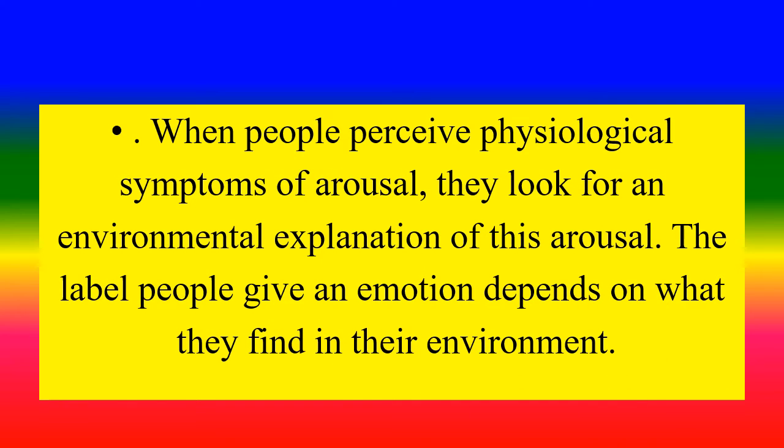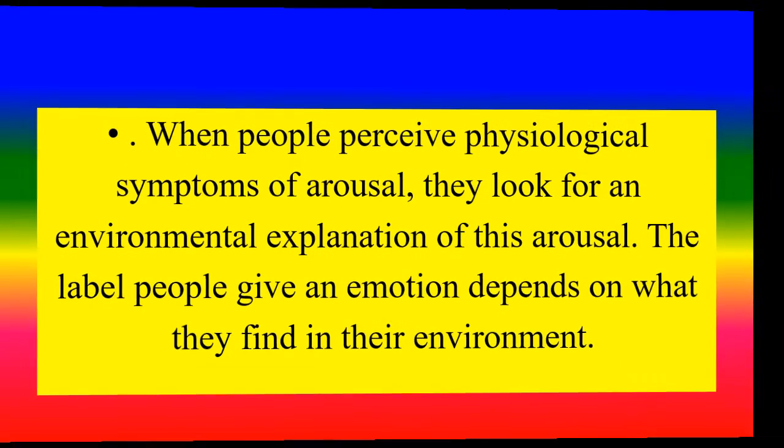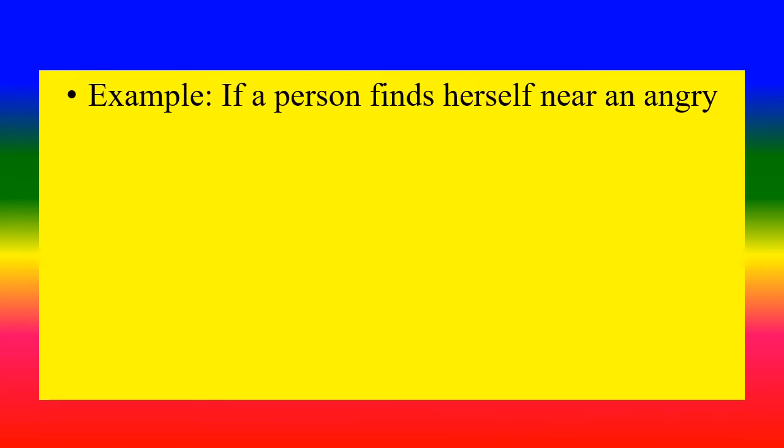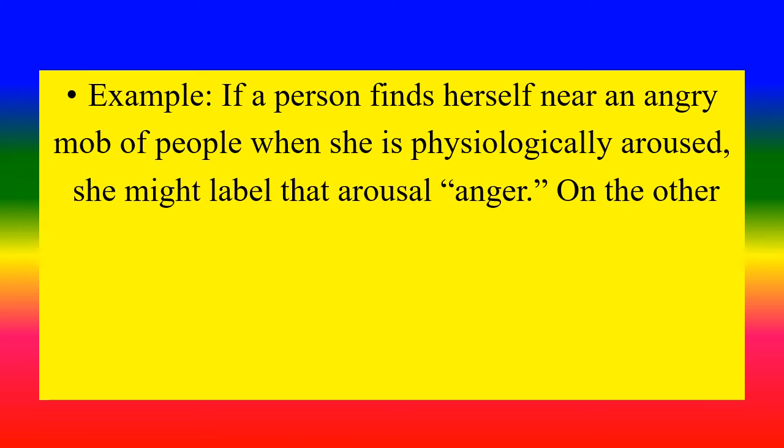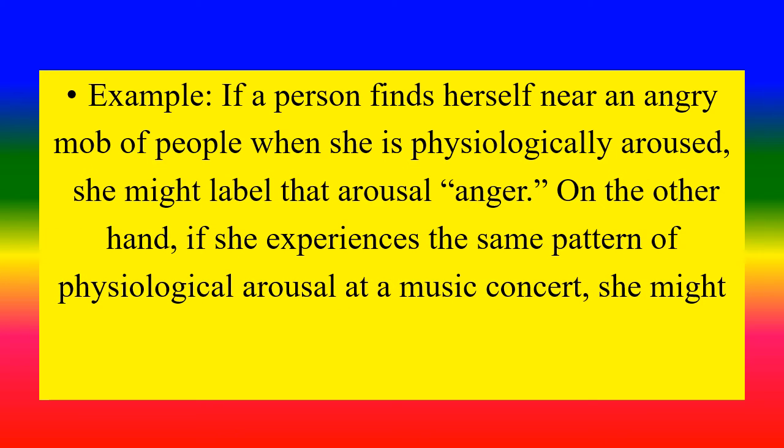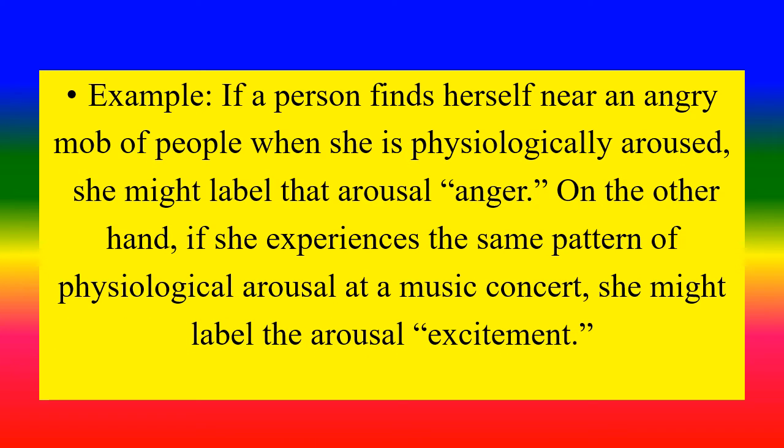The label people give an emotion depends on what they find in their environment. Example, if a person finds herself near an angry mob of people when she is physiologically aroused, she might label that arousal anger. On the other hand, if she experiences the same pattern of physiological arousal at a music concert, she might label the arousal excitement.